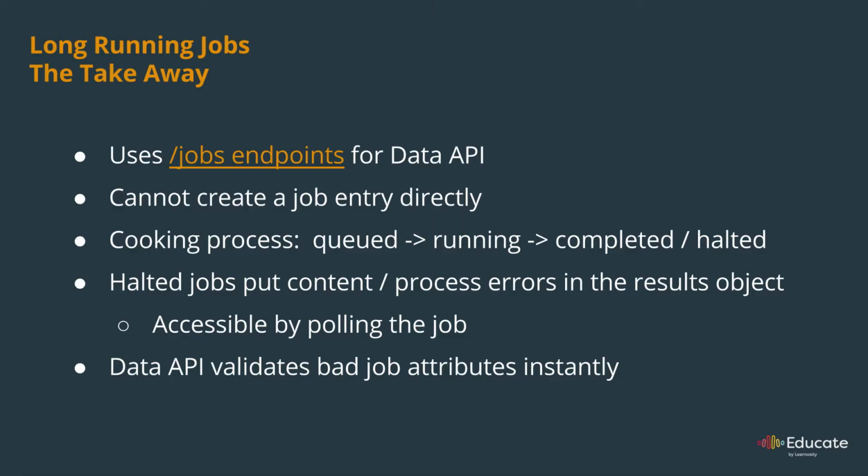So the takeaway on jobs is we use the jobs endpoint for Data API. No one can actually create a job directly. It's always kicked off by a request to do something that's going to take a bit longer. It has a cooking process. All jobs start as queued because there is a system in place. Then they move on to running. Sometimes you might see a job run for quite a long time. I mentioned adaptive simulations. With a simulation with 10,000 users, they can run for a very, very significant amount of time. And finally, they'll end up being either completed or halted. Once again, halted jobs put content or process errors in the results object. And this is all accessible by polling the job via Data API.